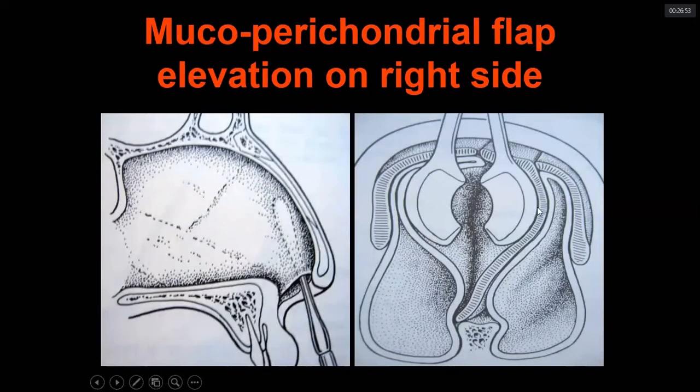So here we make tunnels, the cartilage is separated, okay? So what I was telling you is that save the tissues, do not waste the tissues, do not incise or excise the tissues because you are going to need them later on. Suppose you take off this cartilage and along with the cartilage by mistake you have taken out this part, the mucoperichondrium. So in the end there will be what? Septal perforation, okay?